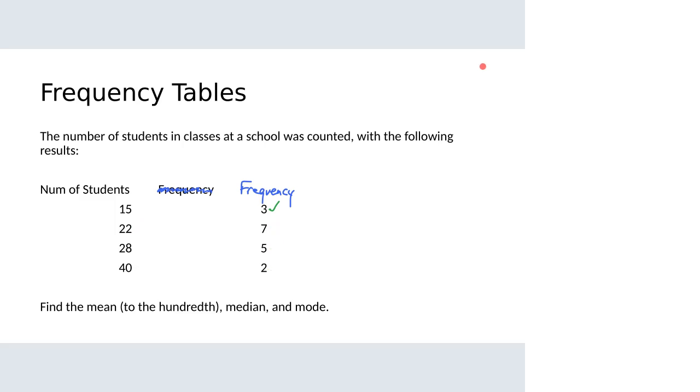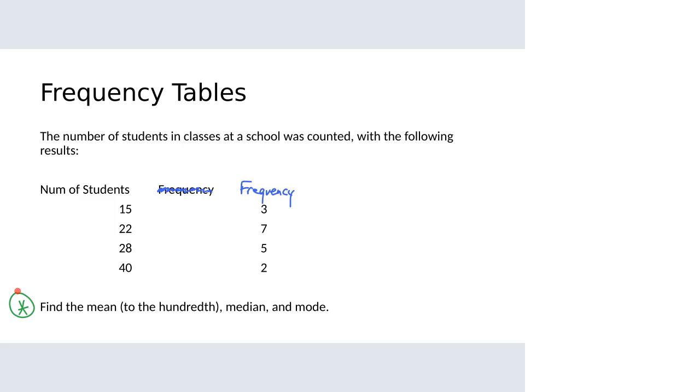Are there any questions about that, about what we see here in this frequency table at this point? We are going to do the work of finding the mean, median, and mode, but just reading it in general. If there are any questions, don't hesitate to ask them.